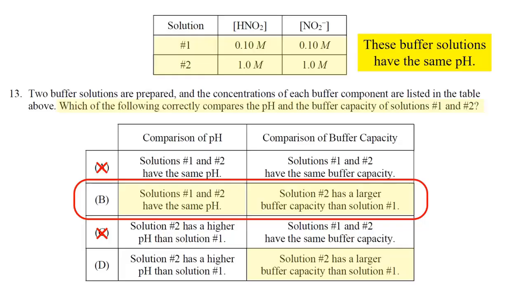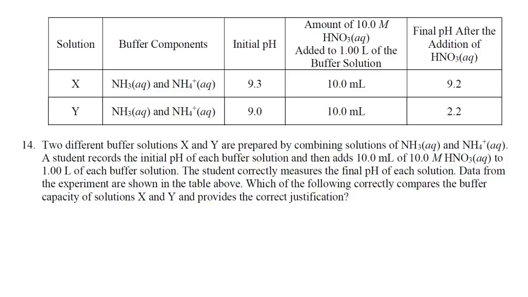Now let's take a look at question 14. In question 14, we are given a table and it says 2 different buffer solutions, X and Y, are prepared by combining solutions of NH3, which is ammonia, a weak base, and NH4+, which is ammonium, the conjugate acid of ammonia. A student records the initial pH of each buffer solution and then adds 10 milliliters of 10 molar nitric acid, a strong acid, to 1 liter of each buffer solution.